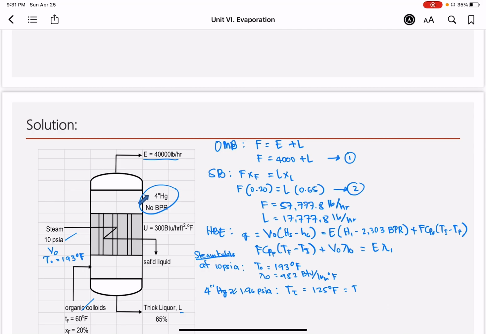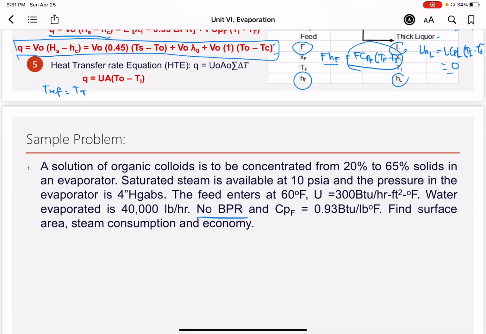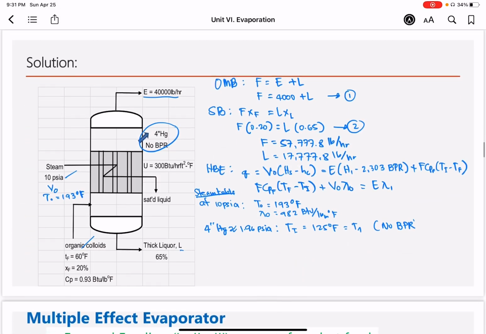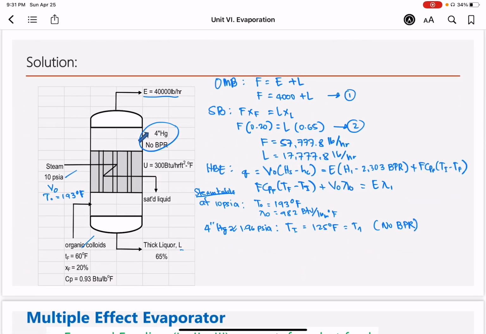Why? Because we do not have boiling point rise as indicated in the given problem. Okay. So since that is equivalent to T1 is 125, you could get now your lambda 1, which is around 1023 BTU per pound mass degrees Fahrenheit. Okay, so since I know lambda 1, I know VO, I know CPF, I know the feed, I know the temperature, I'm now ready to get my VO.